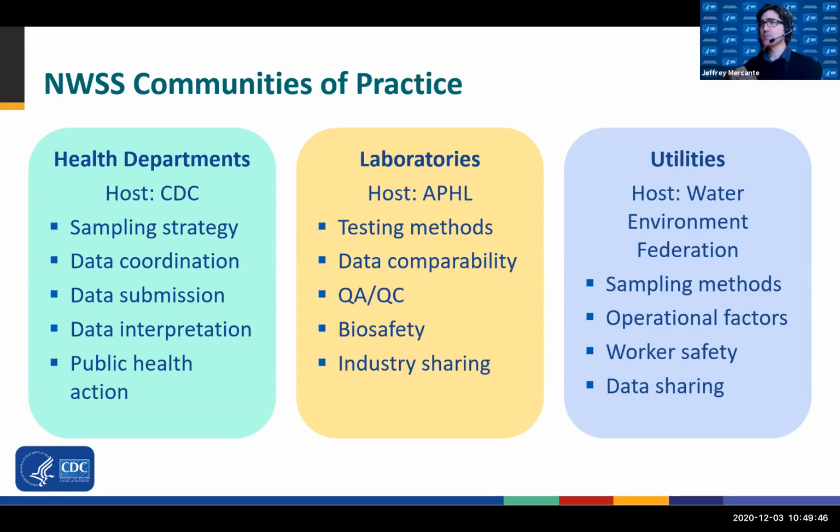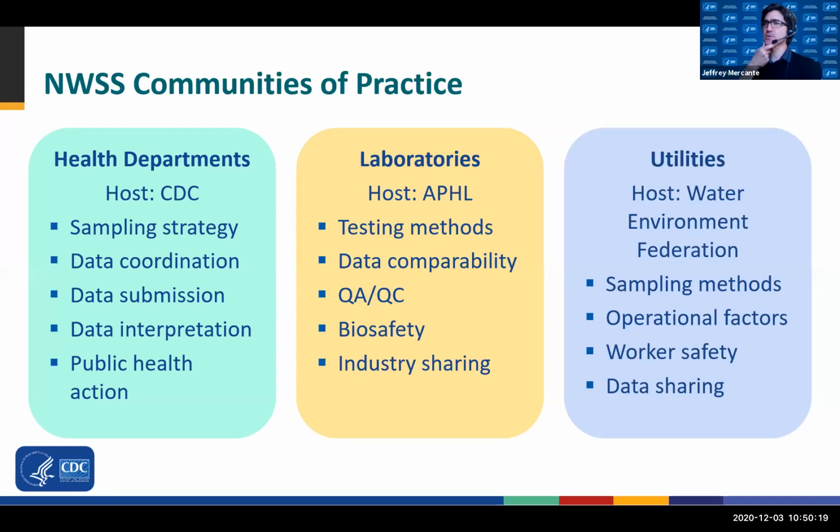Another community of practice is hosted through a partnership with the Water Environment Federation for wastewater utilities, who have always really been public health partners, but are new partners in this disease surveillance. So this community is providing training and information for utilities to understand this new system and discuss why the utilities would want to participate, as well as discussing any concerns they may have with participation, like worker safety, data sharing, et cetera. Finally, we have a community specifically for public health laboratories conducting wastewater surveillance that is hosted by APHL.